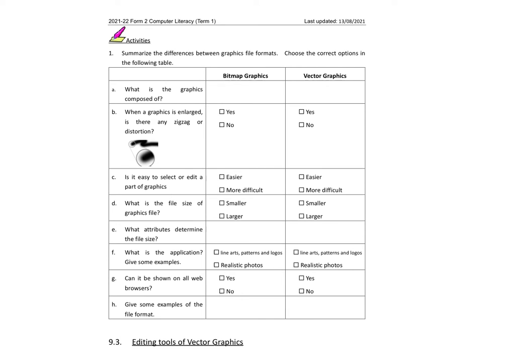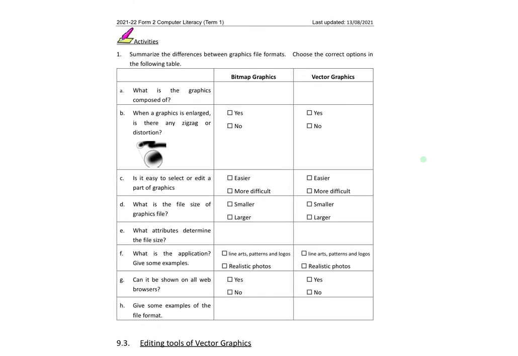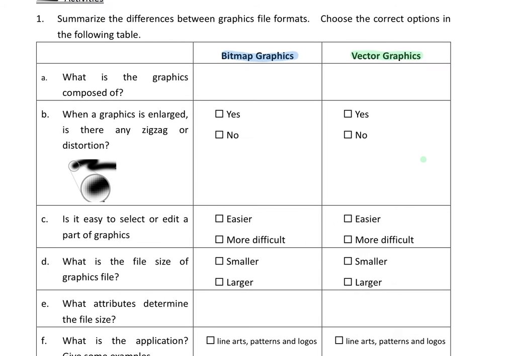Okay, hello everyone. So in this video we will try to complete the table on page 41 of your notes. Okay, page 41. So here we will try to compare two different graphic formats: one is bitmap and the other is vector. Okay, so let's start. So first of all, what are these two graphics composed of?